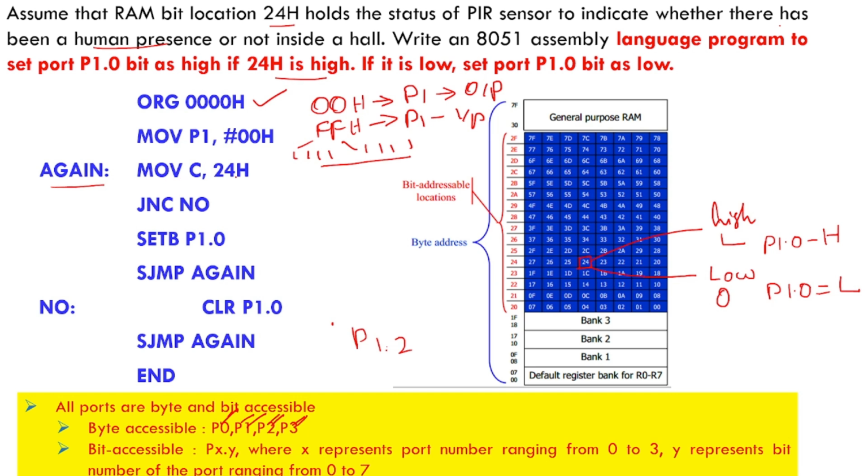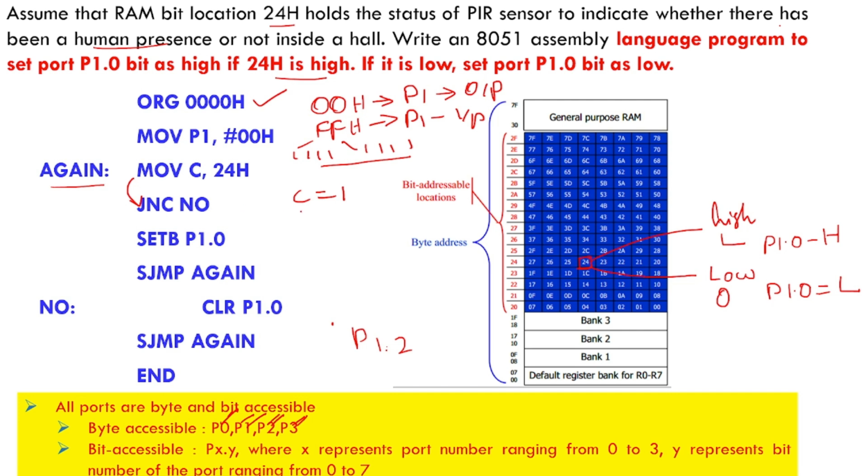Move C, 24H. 24H is your memory address location. It's a bit location. Where is that? This is the 24th. Now I want to check. So we need to give the input, right? If it is 1, I'm just considering 1. That means it will come to the next line. Jump if there is no carry.